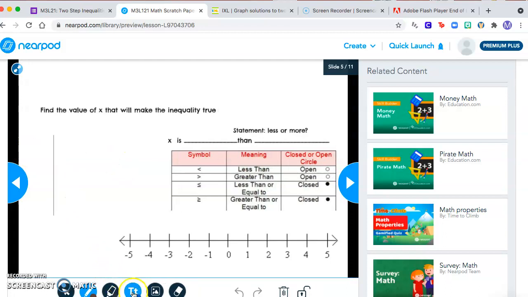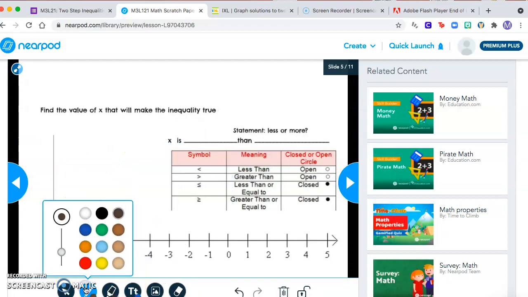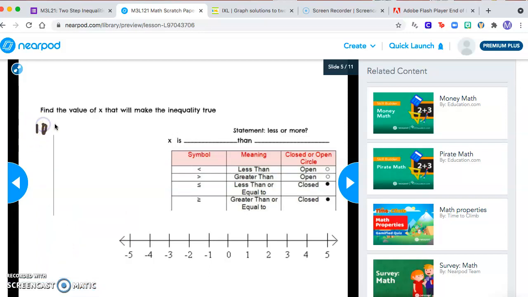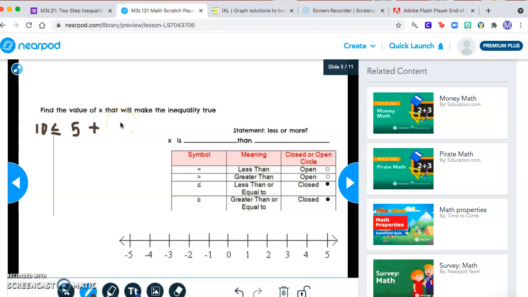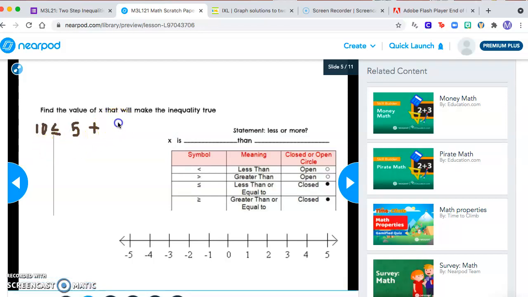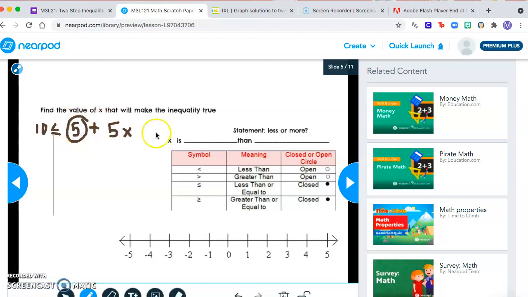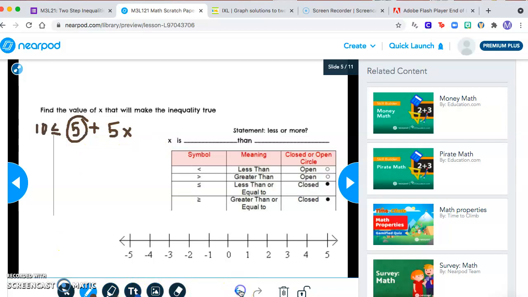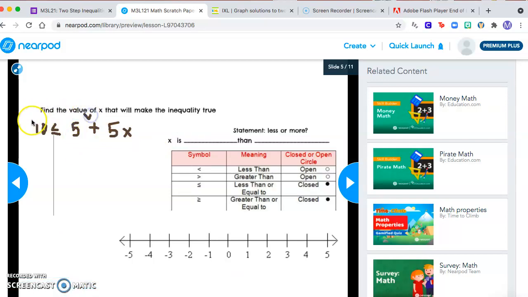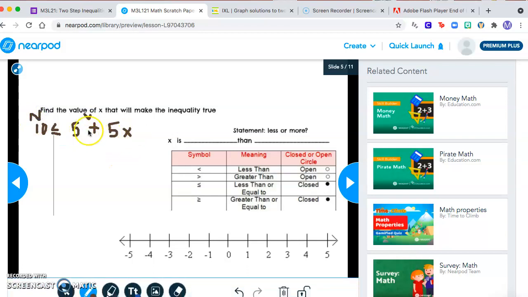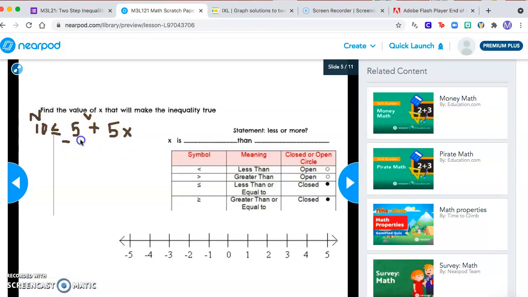So for example, if it gave me something like 10 is less than or equal to 5 plus 5x, I'm always getting rid of the number without the variable first on the variable side, right? So you determine, okay, this is my variable side, this is my number side, and I always have to get rid of the number without the variable. That's always the first step.